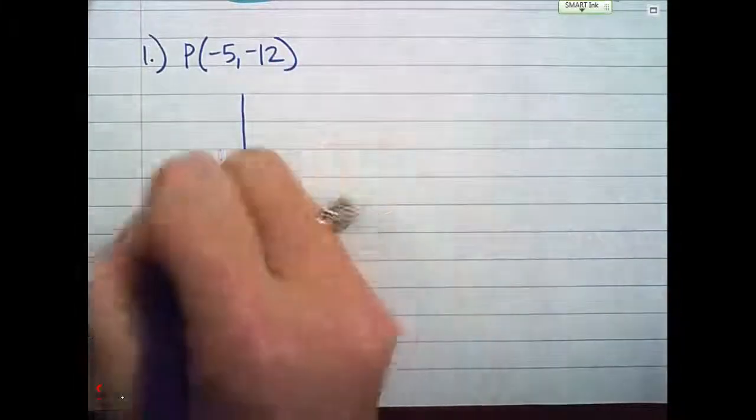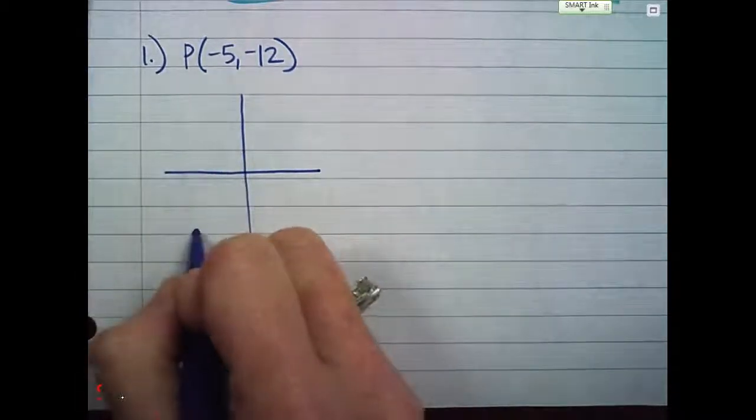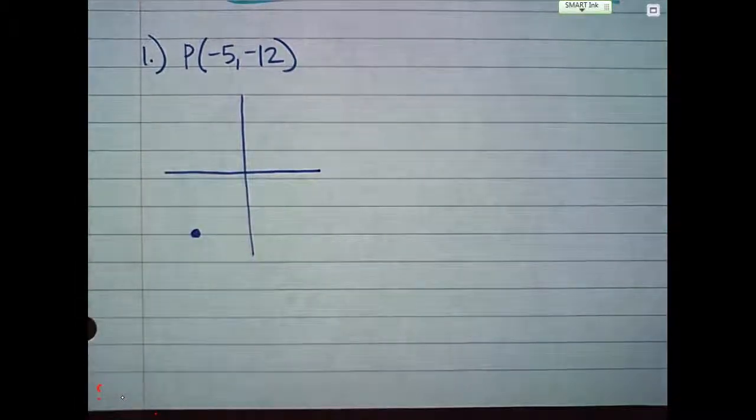Let me ask you a question. If you were going to plot negative 5, negative 12 on a coordinate grid, what quadrant would you be in? 3. And that's what we're doing here, okay? We're just going to plot that point. So do me a favor, and it doesn't have to be exact, okay? If you have a coordinate grid here for a second, and you're in negative, negative, we're way down here somewhere. Do you agree with me?